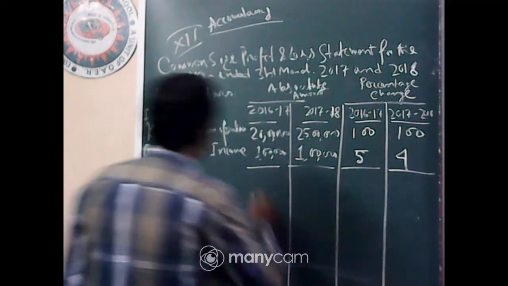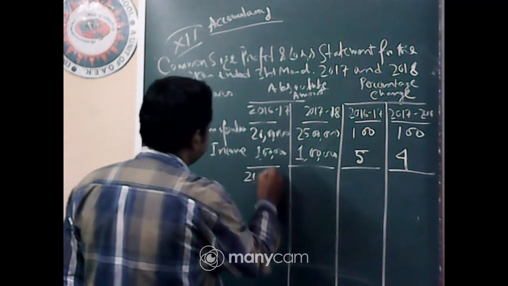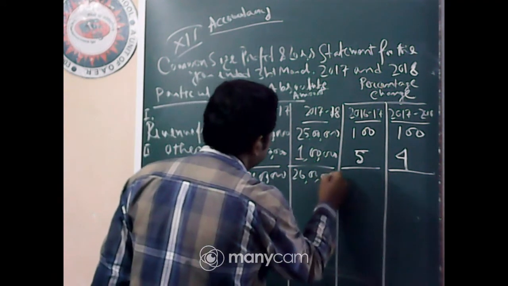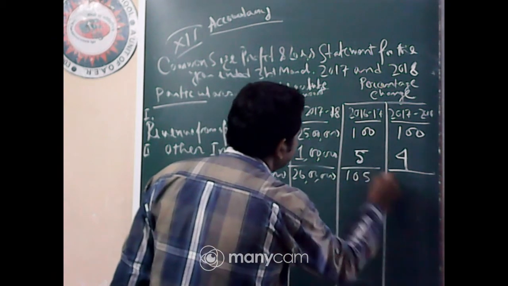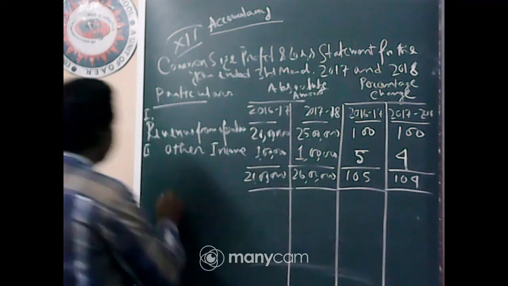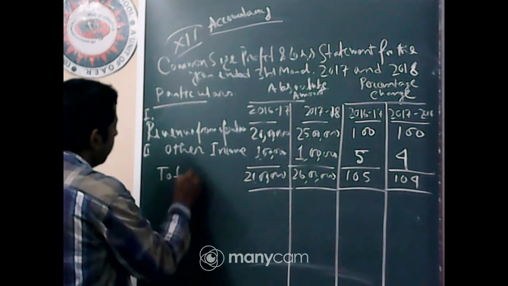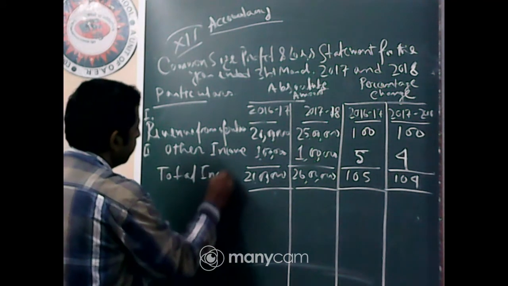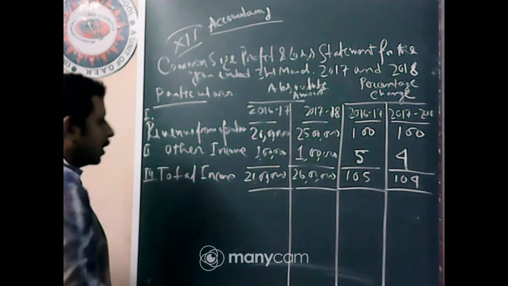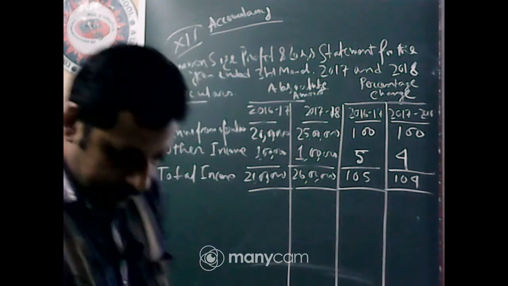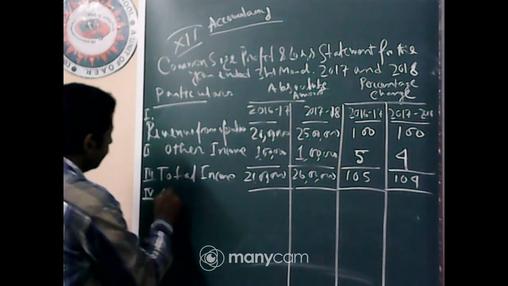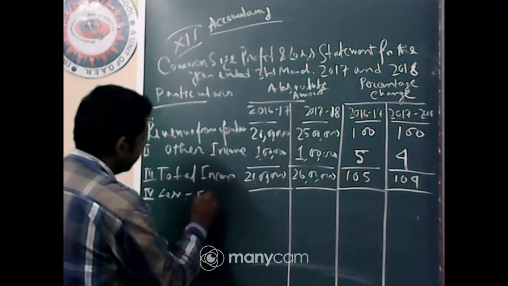Okay. Now total it, that is 21 lakh, that is 26 lakh, and that is 105, and that is 104. And that is the total income. This is number 3. Now come to the side of expenses. Number 4. Less expenses will be less from income.